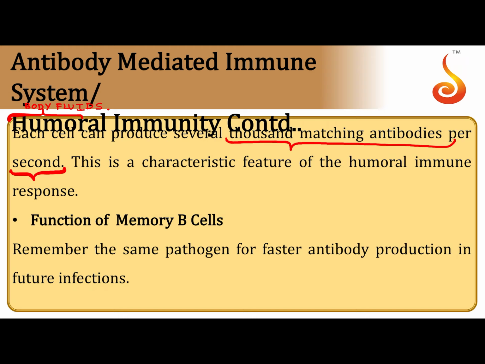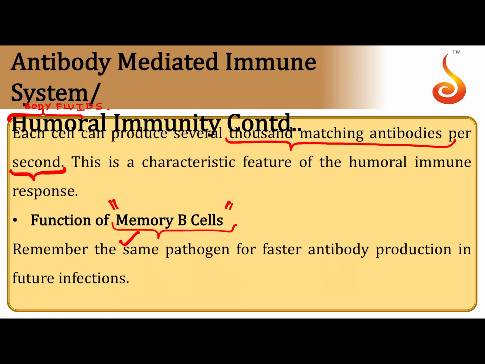What is the function of the second class of cells which came about by the clonal propagation of the B cells? The function is they remember the same pathogen. In case in the future you are infected by the same pathogen again, you contract the same infection, the response time will be reduced. Your immune system will quickly get into action and immediately destroy the foreign invaders because it has cells from the past or the previous infection. Those cells which are retained from the previous infection are called the memory B cells.